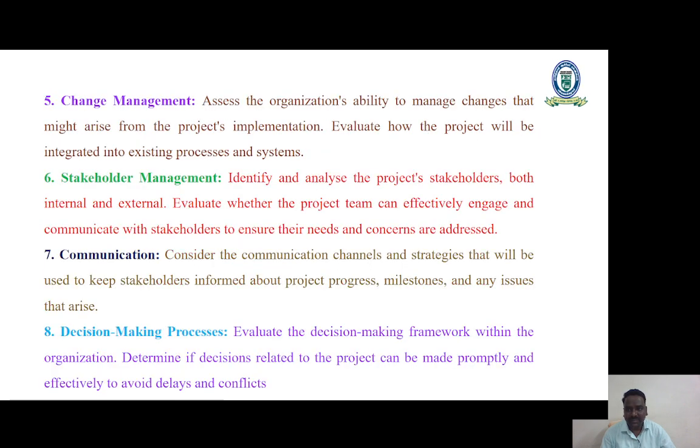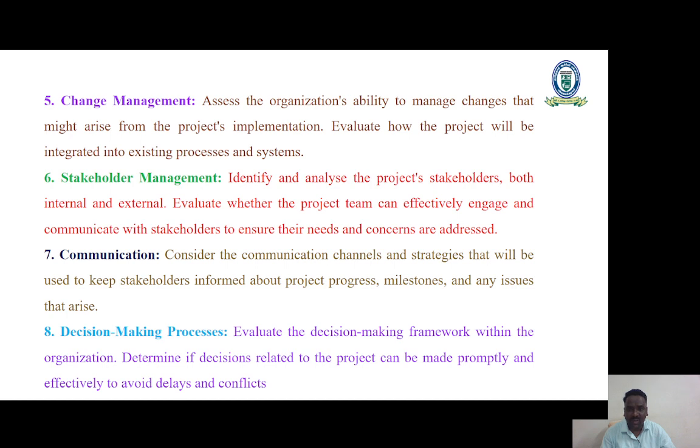Fourth, change management. Assess the organization's ability to manage change that might arise from the project implementation. Evaluate how the project will be integrated into existing processes and systems.